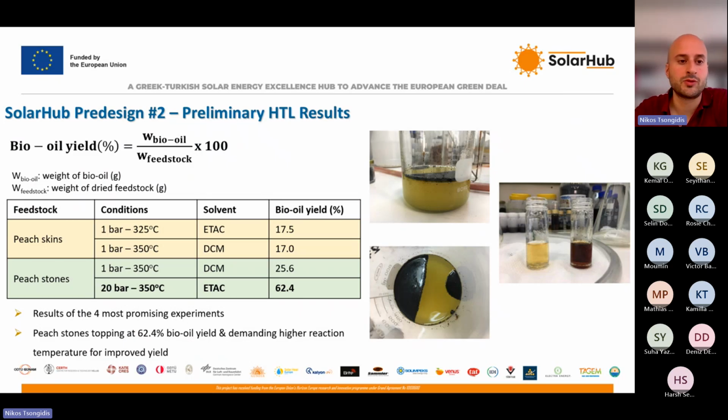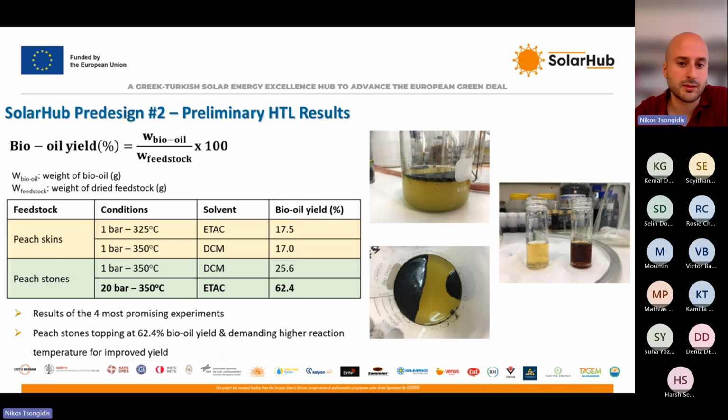So we have used a quite simplistic equation in order to calculate the bio-oil yield. So in this case, we calculate the yield through the ratio of the weight of bio-oil over the weight of dried feedstock. And this is a very simple and efficient way in order to measure the bio-oil yield.